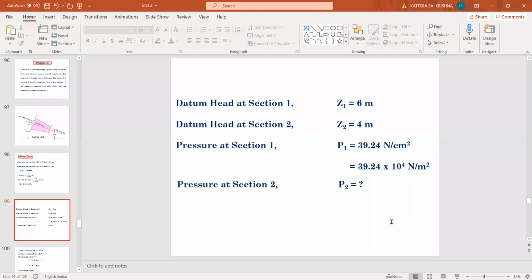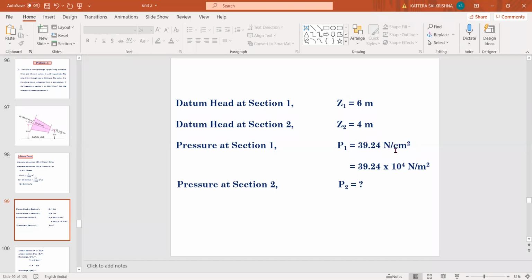Next, what he has given: datum head at section 1 is denoted by Z1 is equal to 6 meters. Next, datum head at section 2, Z2 is equal to 4 meters. And one more point he has given is the pressure at section 1, that is P1 is equal to 39.24 Newton per centimeter square.